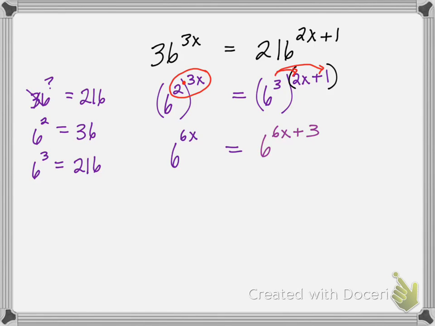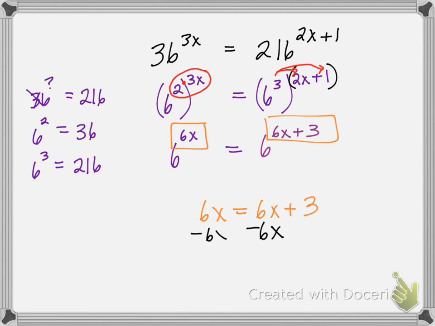Now that we have like bases, all we have to do is set the exponents equal to each other. So I set 6x equal to 6x plus 3. Right now I can already see that this is going to have no solution, because if you have 6x and that's equal to exactly the same but 3 more than that, they're never going to be equal, right? If you want to solve this, you could subtract 6x from both sides, so you get 0 is equal to 3, and 0 is never equal to 3. So in fact, this equation actually has no solution.